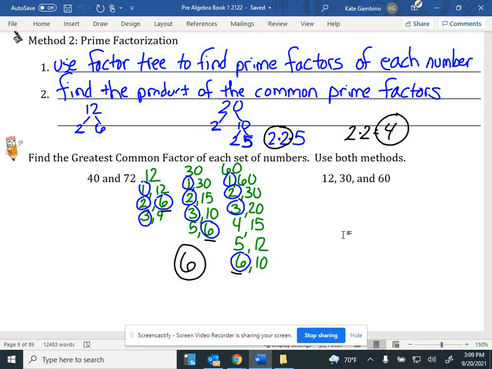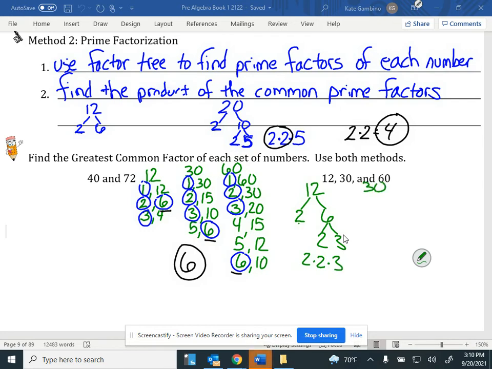Okay, and now we are doing the factor tree and seeing if we get that same greatest common factor of 6. So let's look at our 3 numbers. We're going to start with 12. Like I said, I like to do my factor pair that has a 2 in it first. So 12 is 2 and 6. 2 is a prime number. 6 can be broken down to 2 and 3, and those are both prime numbers. So it's 2 times 2 times 3.